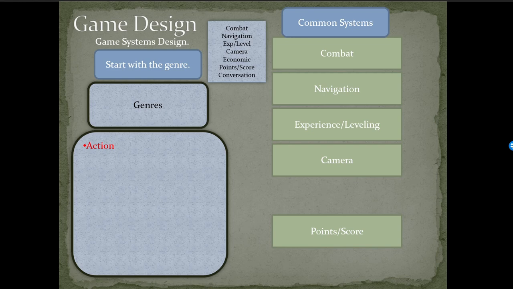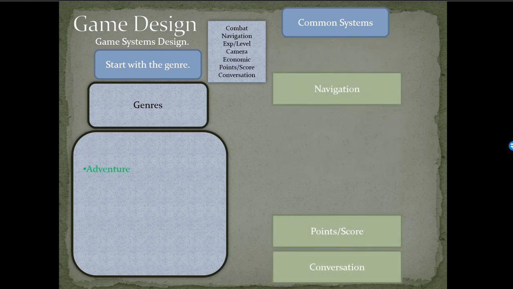What they tend not to have is a conversation system. A lot of games are adding dialogue to them, even when it doesn't necessarily make sense. A lot of action games don't necessarily have an economic system, but some of them do, where you're simply collecting money and then spending it in a little store or something. Your mileage may vary depending upon what type of action game.